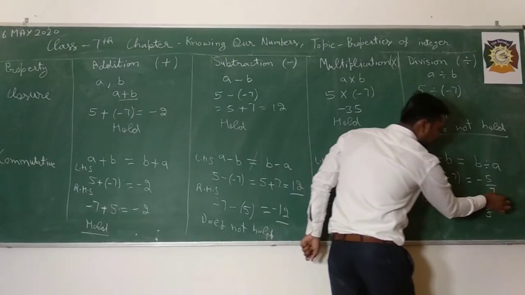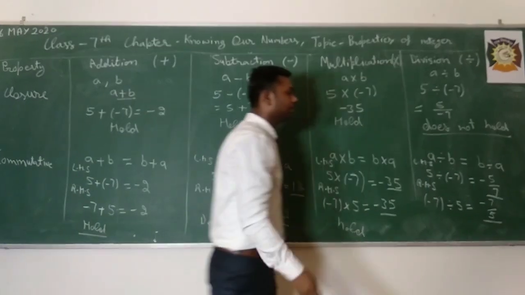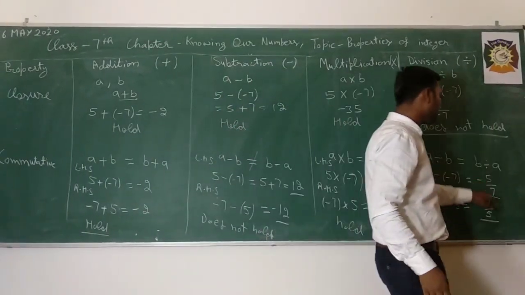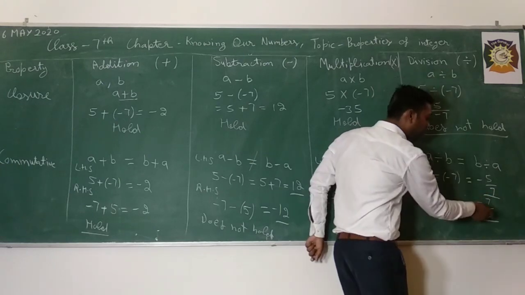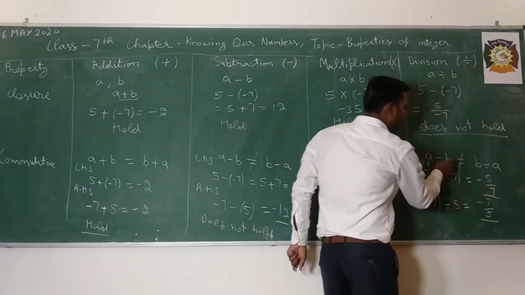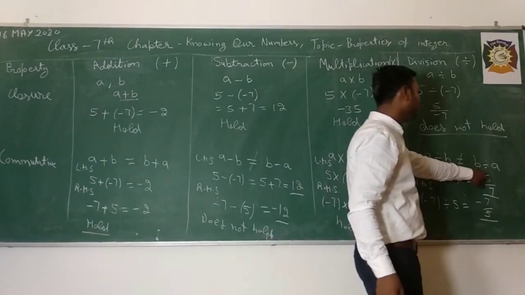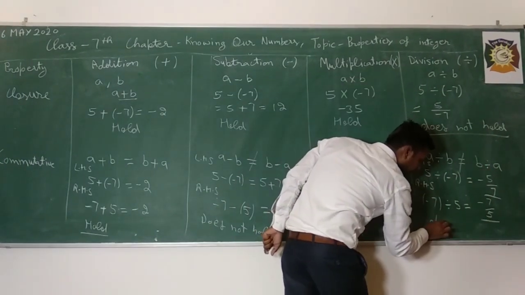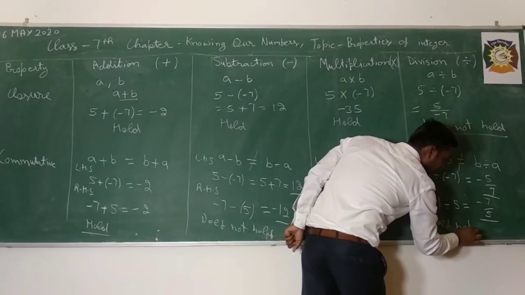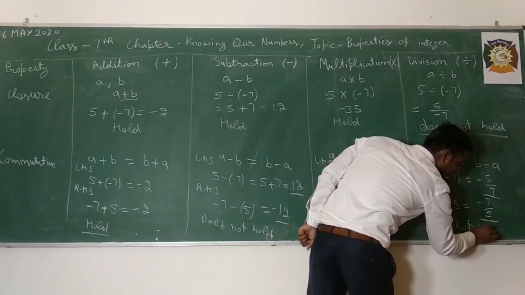See the difference. Are they same or not? Here is minus 5 by 7 and there is minus 7 by 5. Both are not equal, so we say that A divided by B not equal to B divided by A. And that's why we say that the commutative property does not hold in division.